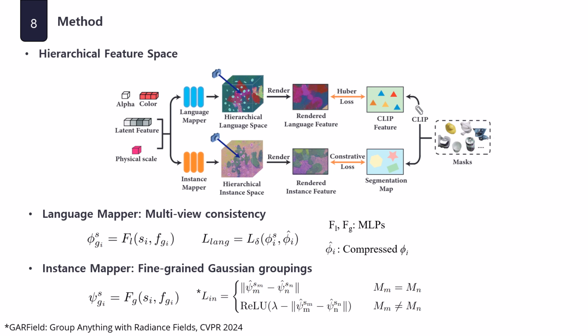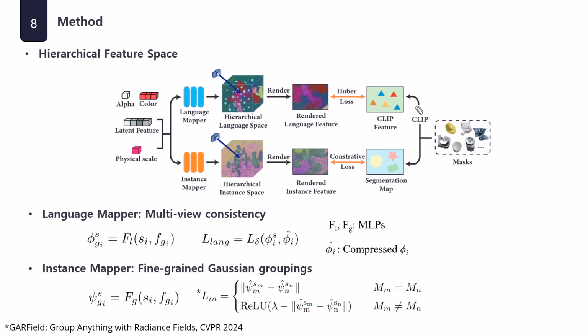The learning is supervised by comparing this rendered language feature to the ground truth CLIP features we generated earlier using a Huber loss. An important detail here is that directly learning high-dimensional CLIP language features with a simple MLP can be challenging. Therefore, the paper uses PCA to reduce the dimensionality of the ground truth CLIP feature to 64 dimensions before using them for supervision. The language mapper is crucial for ensuring that Gaussians belonging to the same object have consistent language representation across multiple views.